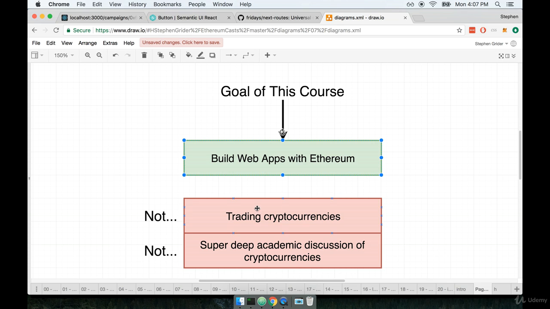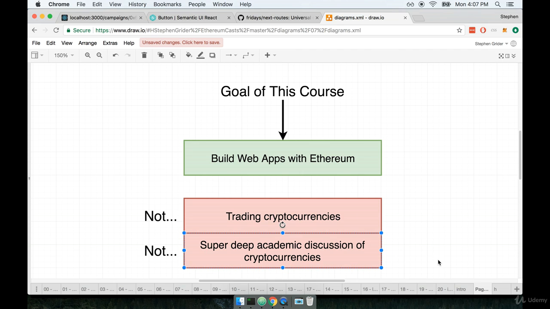In particular, we're not going to talk a lot about, say, trading cryptocurrencies. So this is not a course that's going to teach you how to invest in Ethereum or how to trade Ethereum coins with Bitcoin or anything like that. The goal of the course is to build web apps with Ethereum.